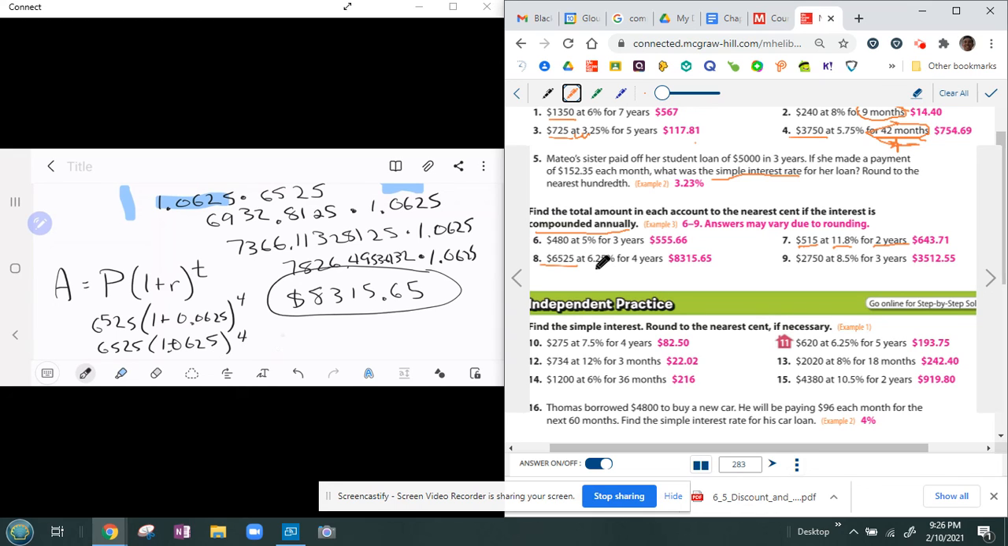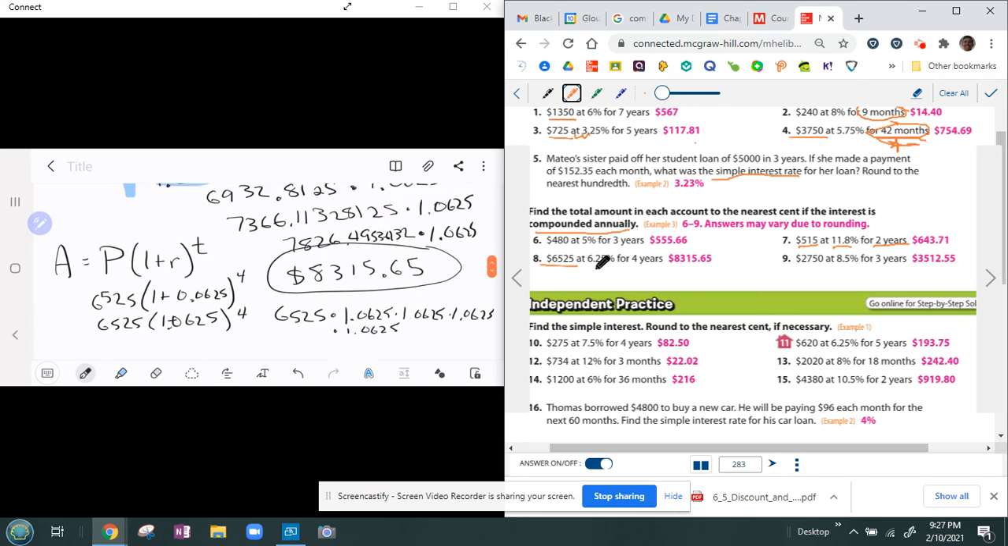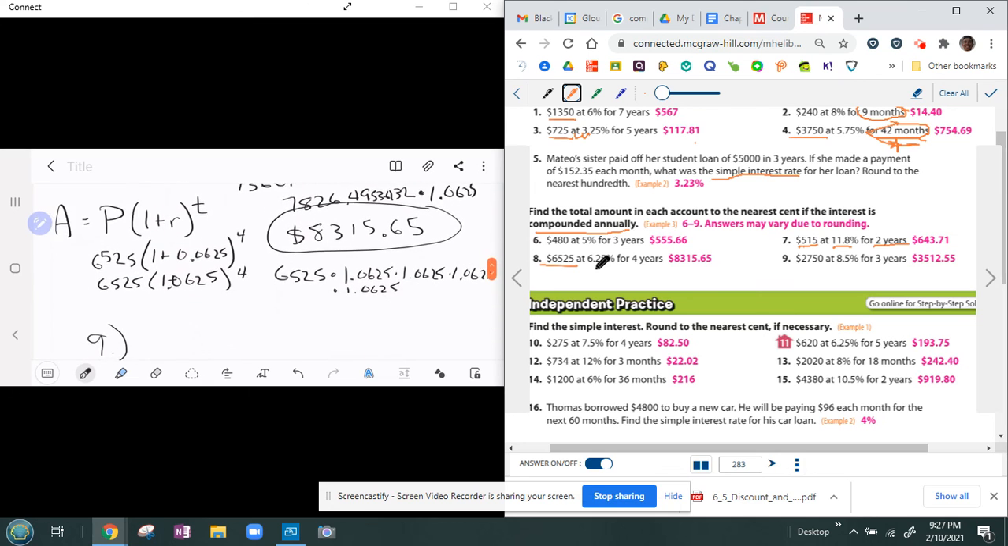So really, you could have just done this. 6,525 times 1.0625 times 1.0625 times 1.0625 times 1.0625. Oh, yeah. All right. So there you go. That's a simple way to do compound interest. Huh? See what I did there?